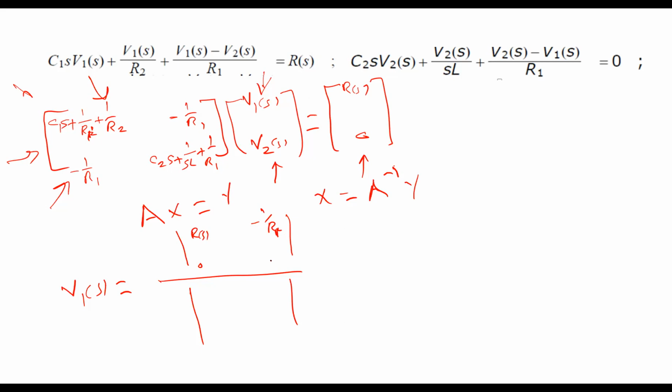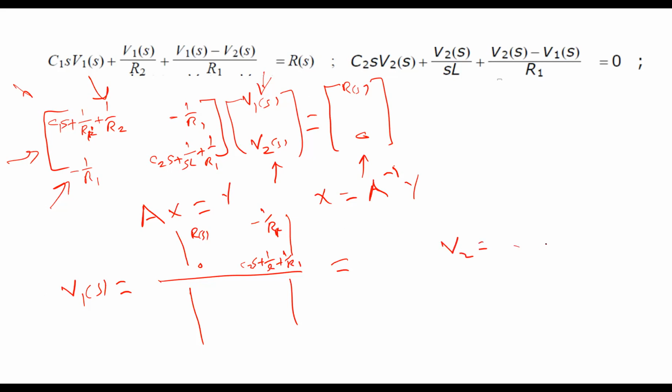Okay, and C2S, 1 over SL plus 1 over R1. Or R2. No, I think this should be R2, isn't it? Well, Doctor, I think, no, it's R1. It's R1. Okay, and then you get the answer.